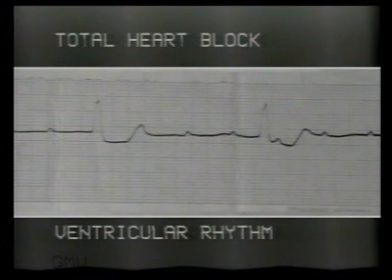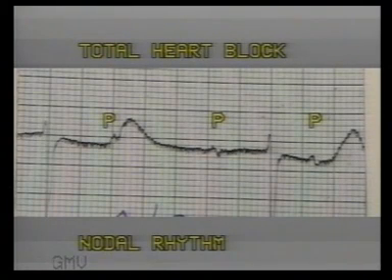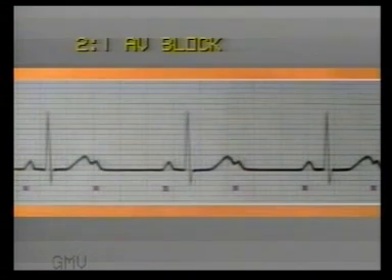In contrast, in this ECG, the QRS complexes are wide and bizarre, occurring at regular intervals, but they are not related at all to the P waves, which have their own rhythm. This is complete heart block with ventricular rhythm. This is a very similar picture where the P waves have their own rhythm and QRS complexes have their separate rhythm. But QRS complexes are normal and the rate is 45 per minute. This is complete heart block with nodal rhythm.